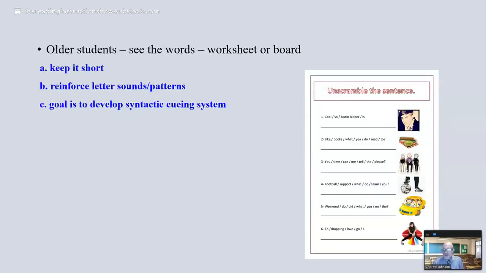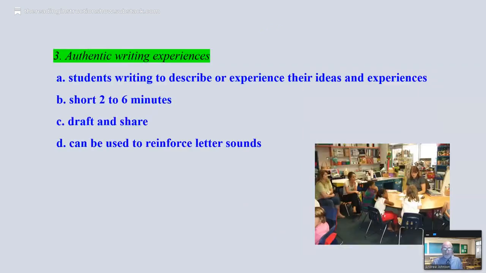Older students, keep it short. Allow them to see the words and they can either say it or write it. And the goal is to develop the syntactic cueing system over time, but you can also use it to reinforce letter sounds or patterns. If people accuse you of not teaching phonics, well, you can.